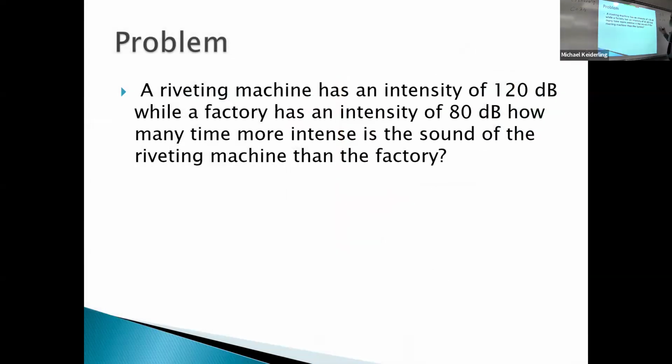So here, if a riveting machine has an intensity of 120 decibels, while a factory has an intensity of 80 decibels, how many times more intense is the sound of a riveting machine than the factory? Remember that every 10 decibels is a factor of multiplying by 10.